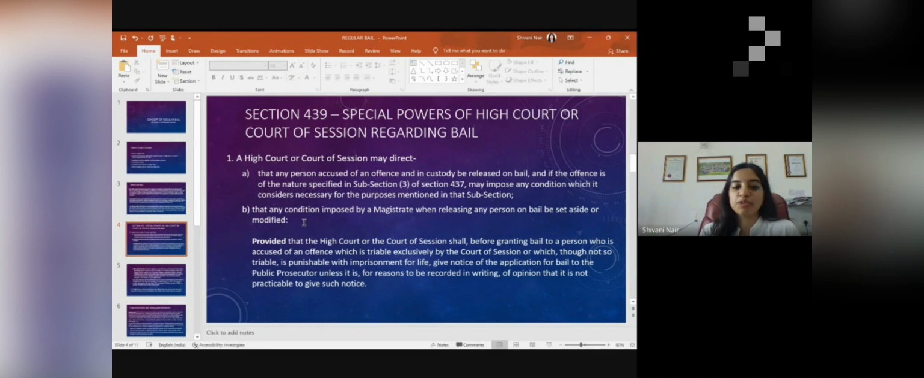That any condition imposed by a magistrate when releasing any person on bail be set aside or modified, provided that the High Court or the Court of Session shall, before granting bail to a person who is accused of an offence which is triable exclusively by the Court of Session, or which, not so triable, is punishable with imprisonment for life, give notice of the application for bail to the public prosecutor unless it is, for reasons to be recorded in writing, of opinion that it is not practicable to give such notice.